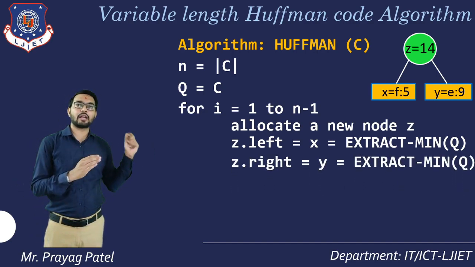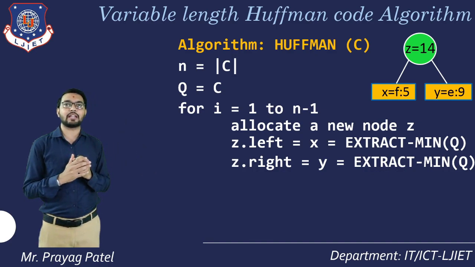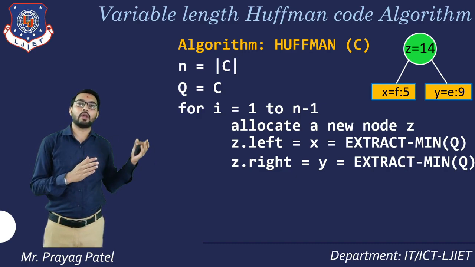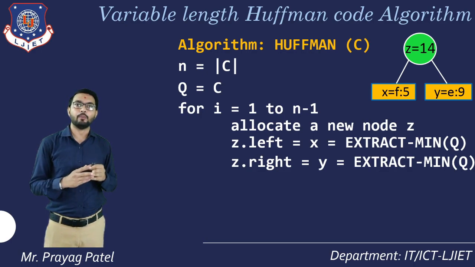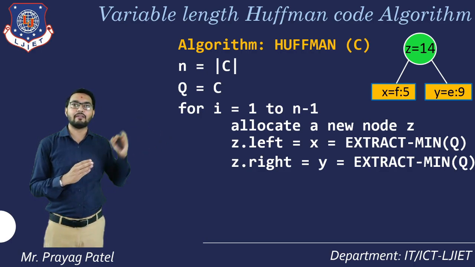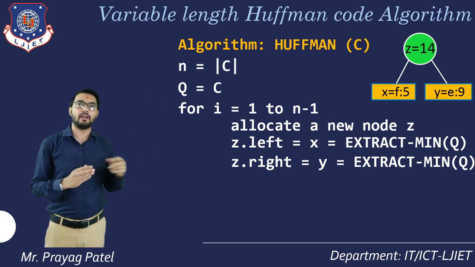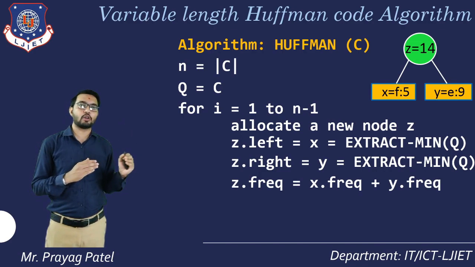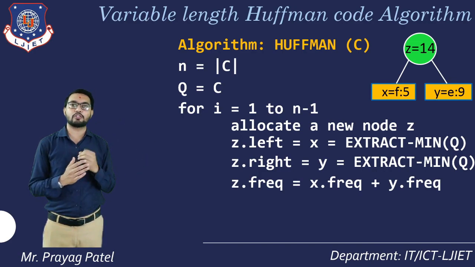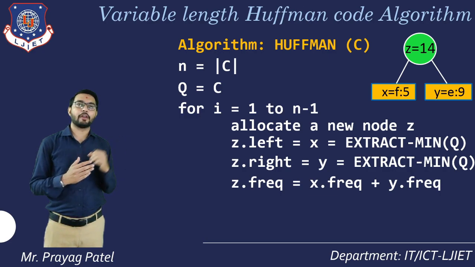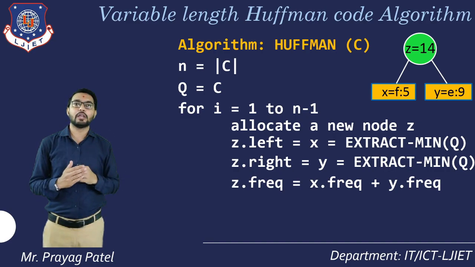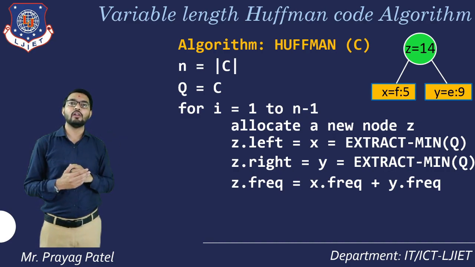Now consider Z.right equals Y equals extract minimum Q. First we extracted the minimum, F5. Now the next minimum value is E9. So extract E9 from Q, which is the Y element, and Y is the right child of Z, the root node. Now Z.frequency equals X.frequency plus Y.frequency. X.frequency is 5 and Y.frequency is 9. The addition of these two is the frequency of Z. So here the frequency of Z equals 14.